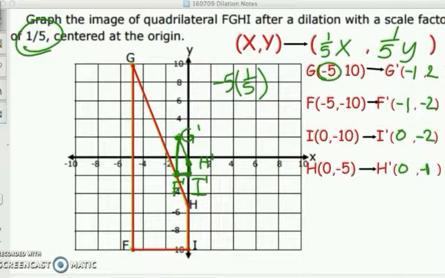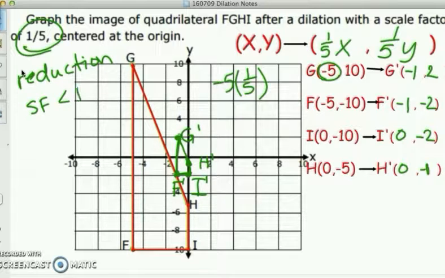Look at what I've done here, and I've noticed already right off the bat that because I'm graphing this quadrilateral, my scale factor is 1/5. I know automatically this is going to be a reduction, right? Because my scale factor is less than 1. My scale factor is actually 1/5. So when I know my scale factor is 1/5, I'm going to take this and plug it into my equation.